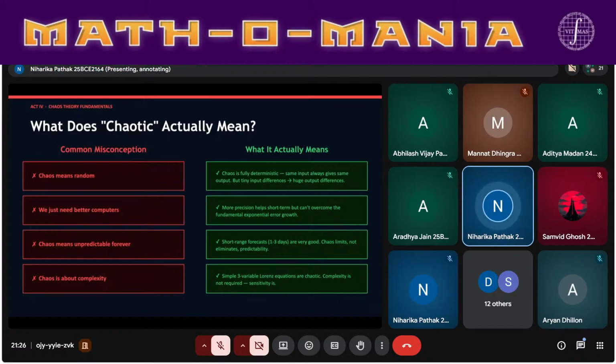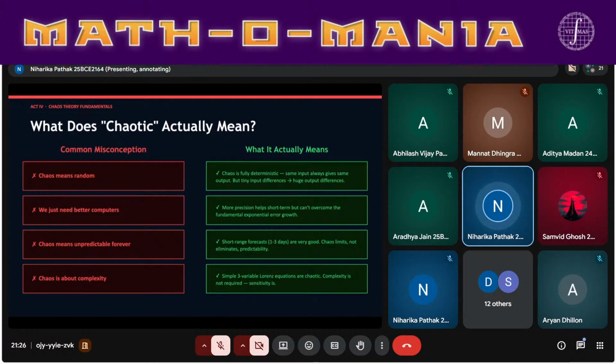I want to clear something up because the word chaos gets misused constantly. Chaos does not actually mean random. This is really important. The Lorenz equations are perfectly deterministic. Same input, same output. Every time, always. No randomness whatsoever. Chaos means that tiny differences over time lead to enormous differences in output. It's not random, it's just very sensitive.